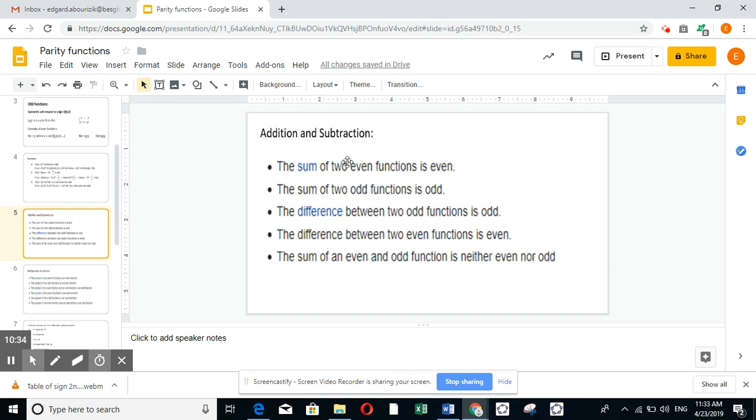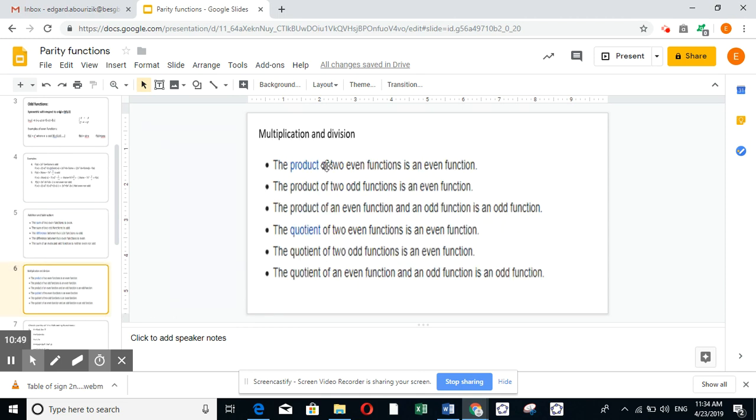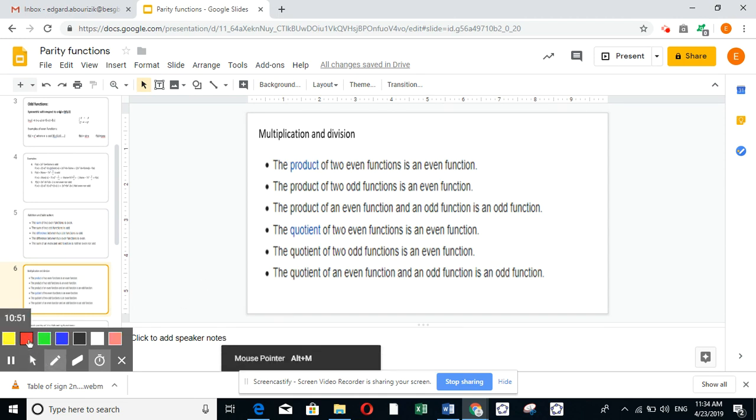As we said before, the sum of two even is even, the sum of two odd is odd. The difference between two odd is certainly odd. The difference between two even is even, but the sum of even and odd, like I said now, is neither even nor odd. For multiplication, this is very important.